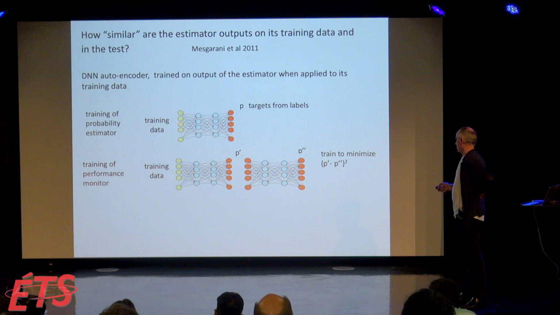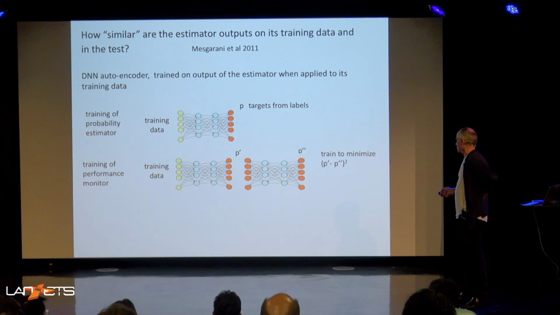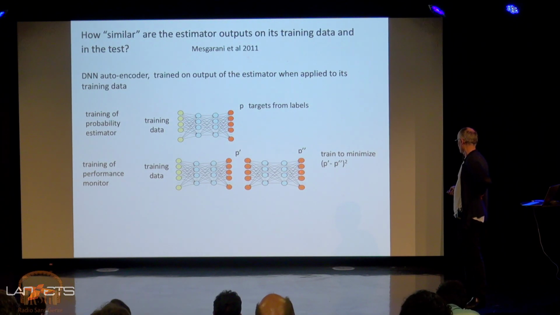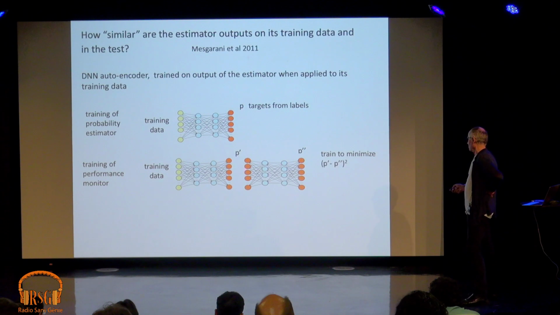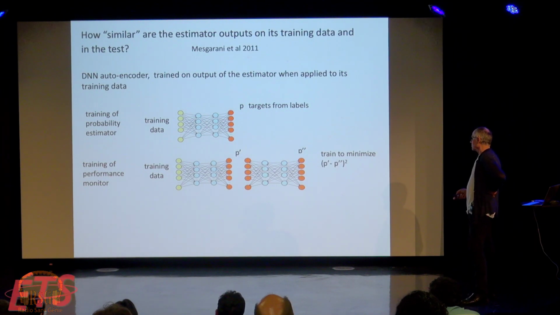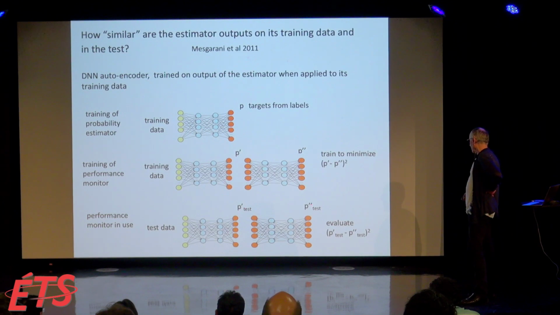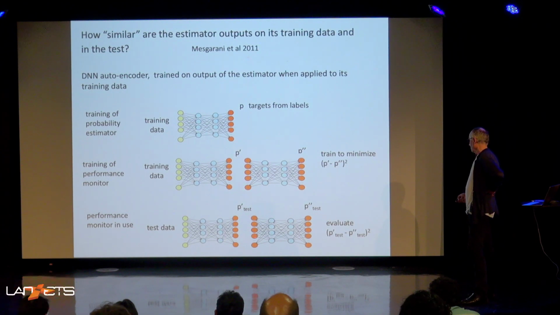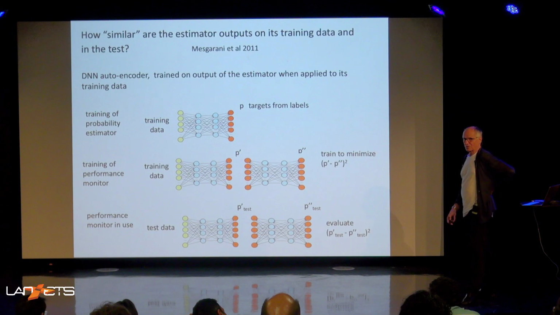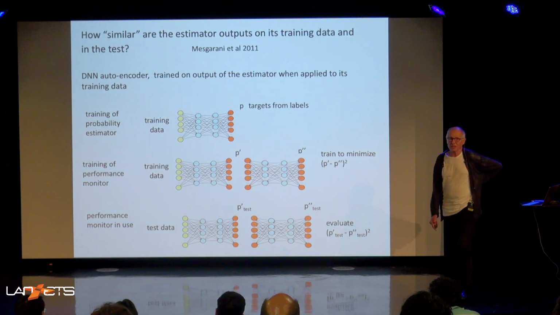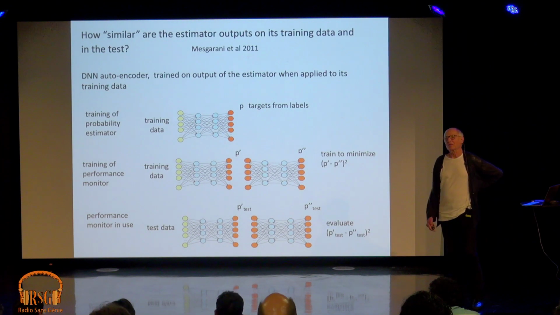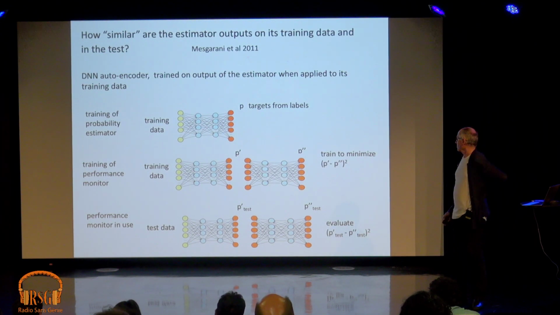First we train the probability estimator, but then we train this autoencoder here, which tries to replicate the output of the classifier; the output of the classifier forms the input to the autoencoder. And when the test data come, you just measure the KL divergence between the posteriors at the input of the autoencoder and the output of the autoencoder. If the KL divergence is large, you know that your output may be different from what you trained your performance monitor on.